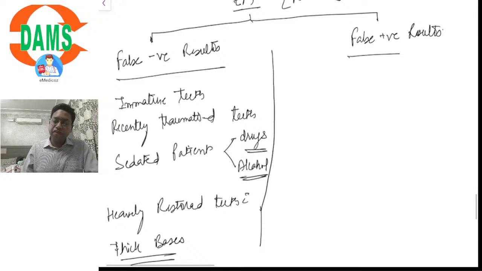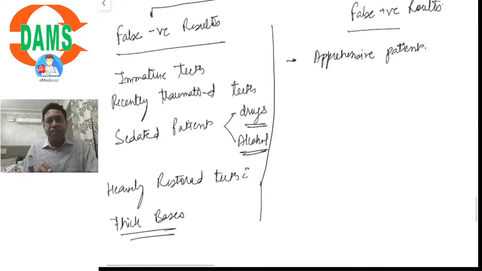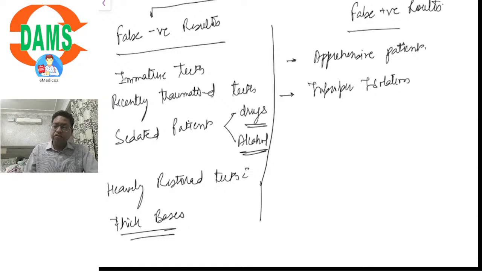For false positive, we talk about, definitely, an apprehensive patient. A patient who is fearful about the test being done, or the procedure is not accurately explained to the patient, would report false pain even when the pulp is not viable. Okay. Similarly, improper isolation. If you have not isolated the tooth properly, the response may be generated from adjacent teeth as a false positive response.